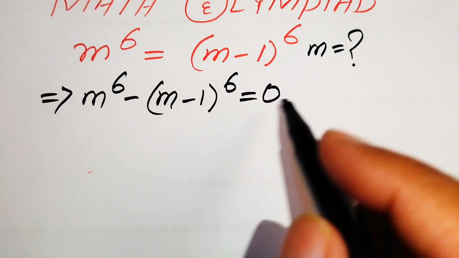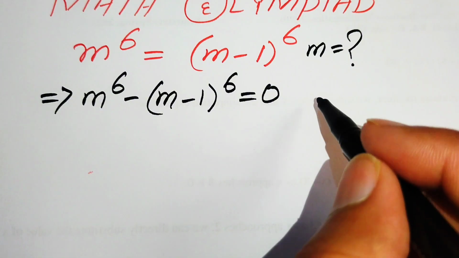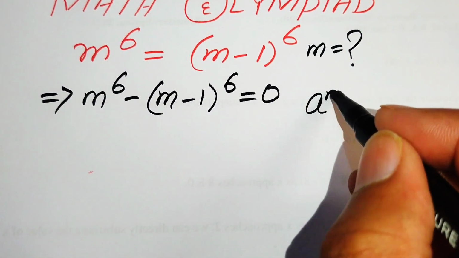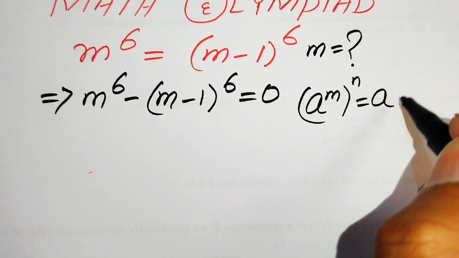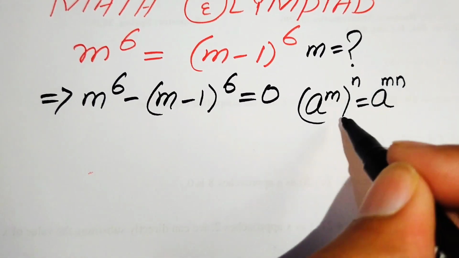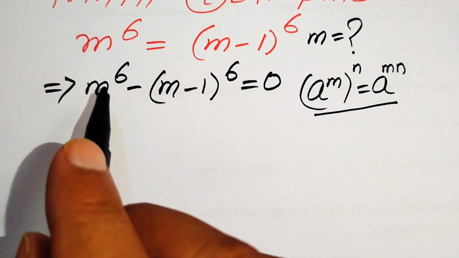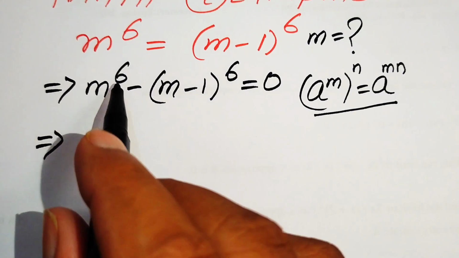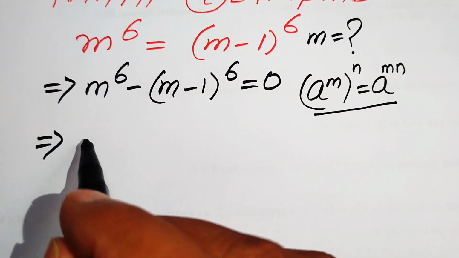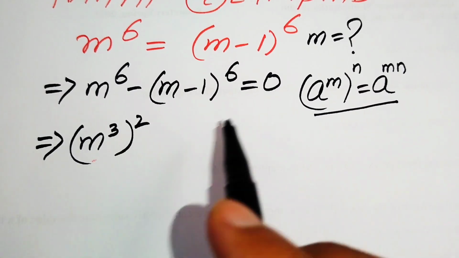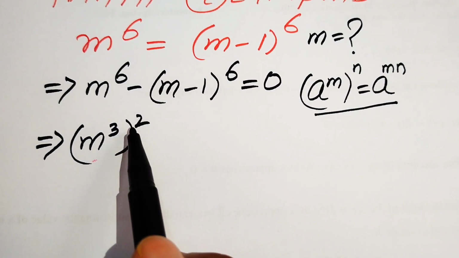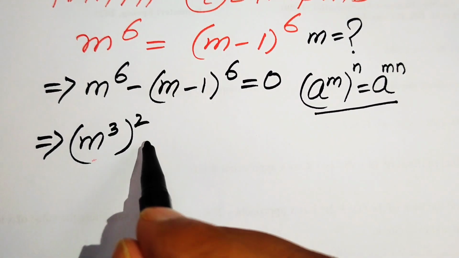After that, we use the nice exponential law. If we have a to the power of m to the power of n, it will be written as a to the power of m times n. So here we break this exponent 6 and write it as (m cubed) whole squared. According to this law, we multiply these two exponents and again get 6.